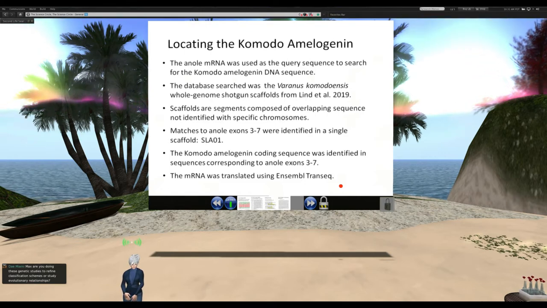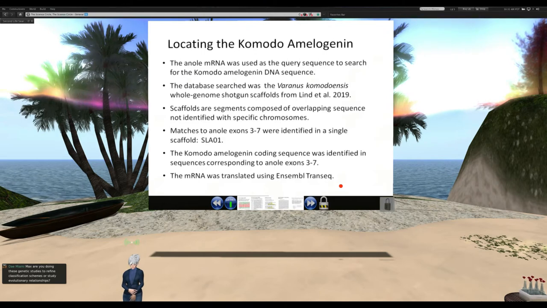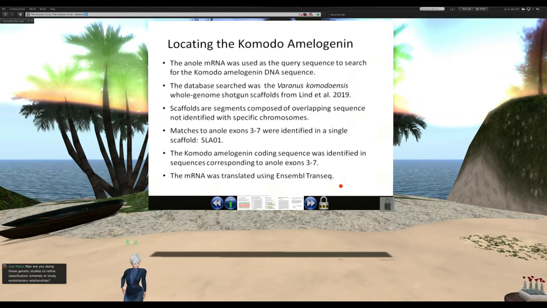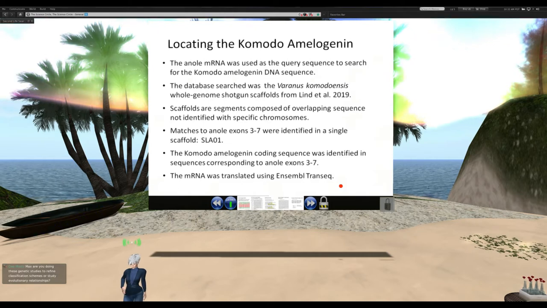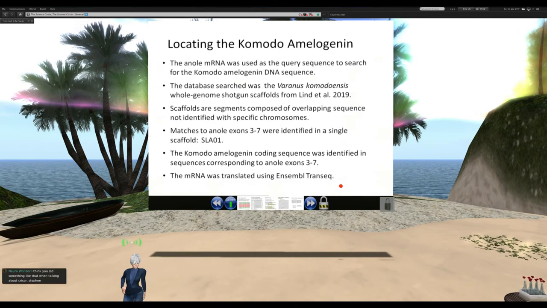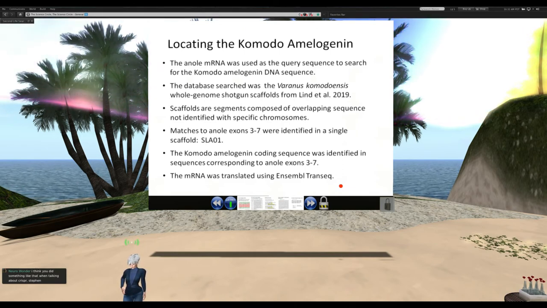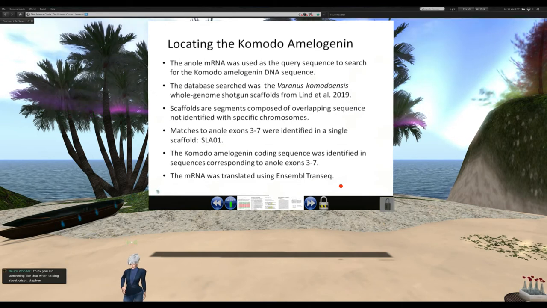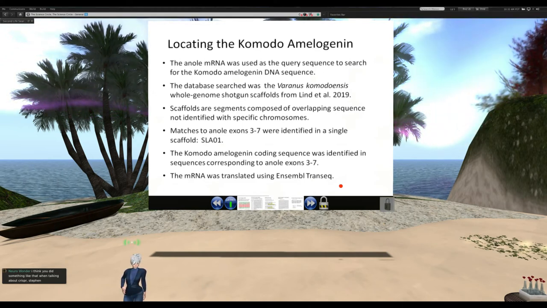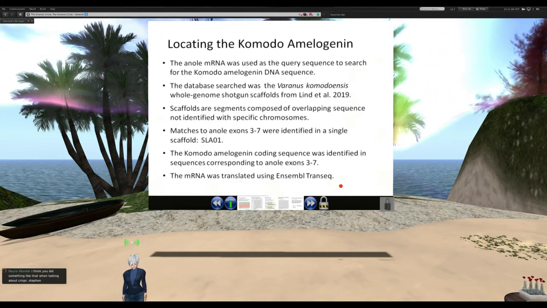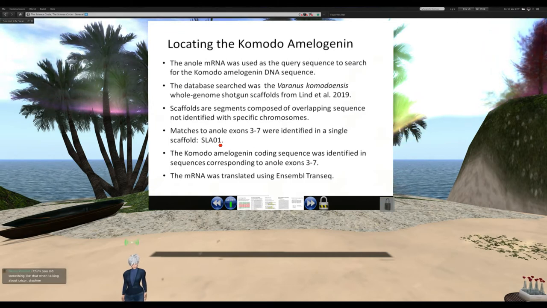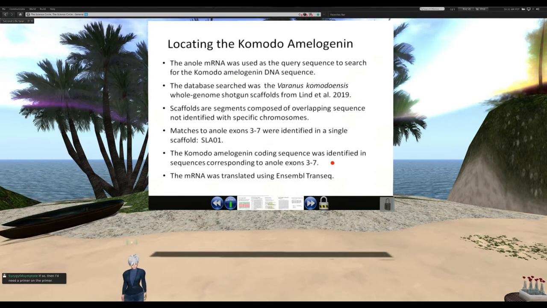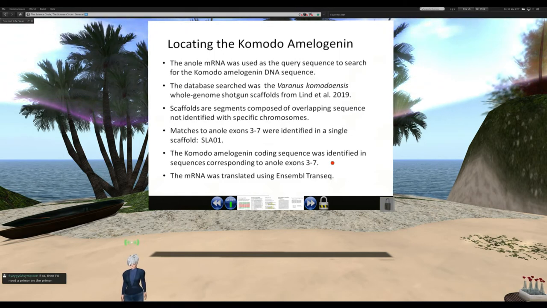So this is just a summary of how I found the gene in the Komodo scaffold. I used the Anole messenger RNA as a query sequence to search in the Komodo genome. And the database that I searched was the Varanus komodoensis whole genome shotgun scaffolds. So the scaffolds, remember, are segments that are composed of overlapping sequence but not yet identified with specific chromosomes. So I found all of the Anole exons, or at least exons 3 through 7, which have the coding sequence, in a single scaffold, SLA01. And I was able to identify each of the Komodo exons by comparing them to the Anole exons. And then I translated it to get the protein sequence.